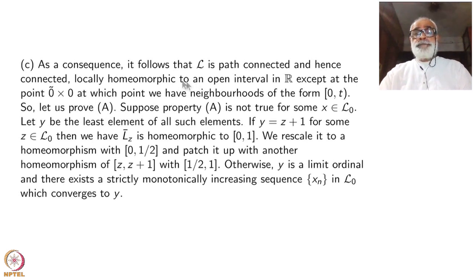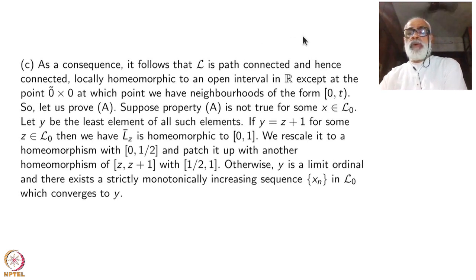So what happens is L is path connected because everything can be joined to some x cross 0. From x cross 0 you can go vertically to join it to any x cross t. So, as a consequence of A as well as A prime, it follows that L is path connected. Path connected is connected, of course. Not only that, it's locally homeomorphic to an open interval in R, right? Except the starting point 0 twiddle cross 0. At that point, we have neighborhoods which are homeomorphic to half closed intervals.